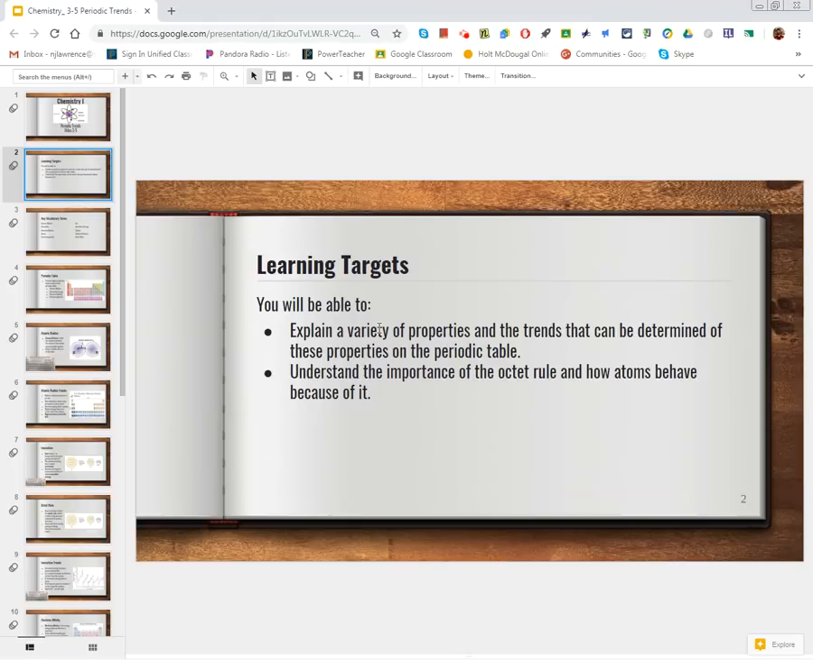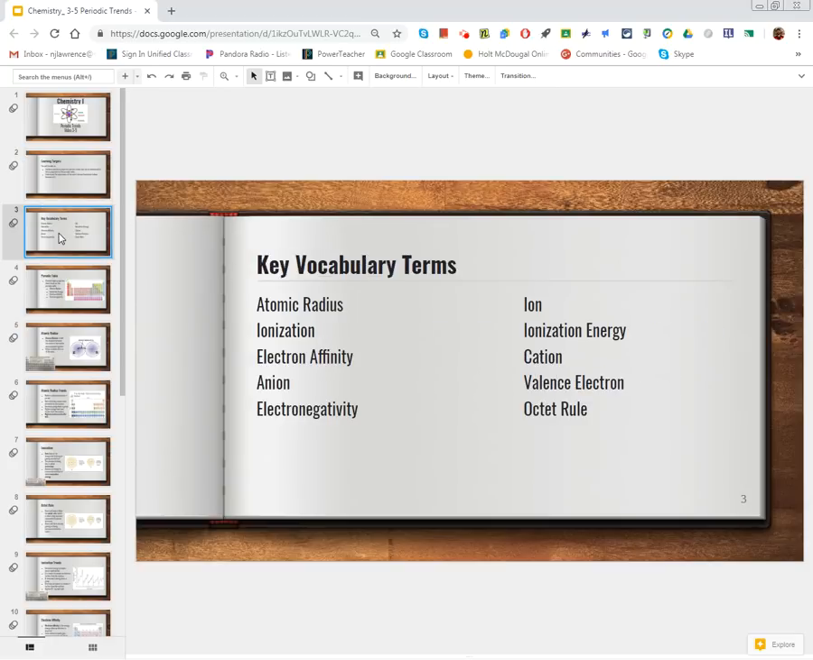This video is also going to cover the octet rule. We're going to understand what the octet rule is, why it's important, and how it influences the behavior of the atoms, meaning why we're going to make what kind of ions. Here are some vocabulary terms that we're going to learn along the way. Some of these I will define, some of these will be used in context. Again, if you have any questions, pause the video and check out Google.